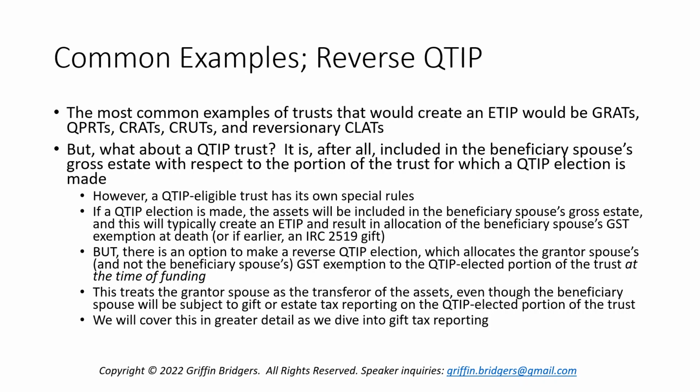So like I said, we'll dive into that in greater detail, but the consequence is that if that reverse QTIP election is not made, then the beneficiary spouse is going to have to allocate their own GST tax exemption to that trust. Whereas if the reverse QTIP election is made, the transferor, the grantor spouse, locks in their own GST exemption allocation at the time that the trust is funded. So kind of a unique thing here, and just as a hint, this is a good way to get around some of the issues that arise with the fact that portability does not preserve a deceased spouse's unused GST tax exemption.